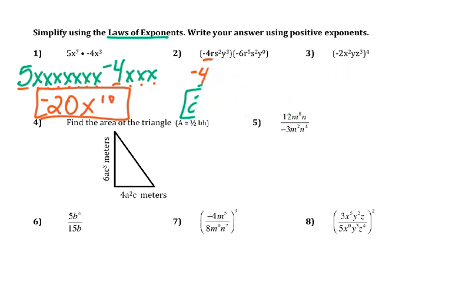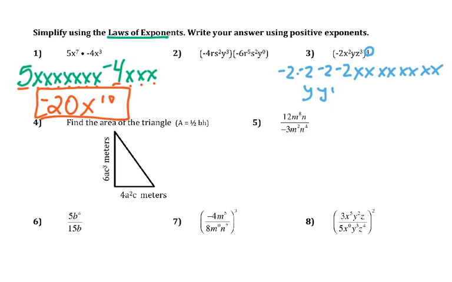So going to number 3, negative 2, x to the 2nd, y, z to the 3rd, but then it's in parentheses to the 4th power. What does that mean? That means that everything in the parentheses is going to be repeated 4 times, everything. So I'm going to have negative 2 times negative 2 times negative 2 times negative 2. I'm going to have x to the 2nd 4 times. And then I'm going to have y 4 times. And I'm going to have z to the 3rd 4 times.